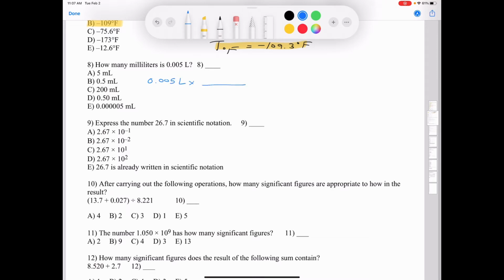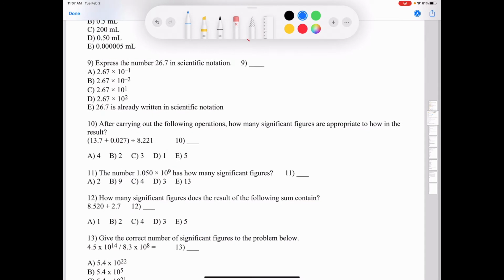We need to use some kind of conversion factor so that liters can cancel out, and we'll end up with milliliters. Well, if we had milliliters on the numerator, we could do that. Now it's just a matter of knowing that in 1 liter we have 1,000 milliliters. And you can see that the units of liters will cancel, and I'll be left over with units of milliliters. And so when I take that 0.005 and then multiply it by 1,000, I'll be left over with 5 milliliters, which is my answer, A.